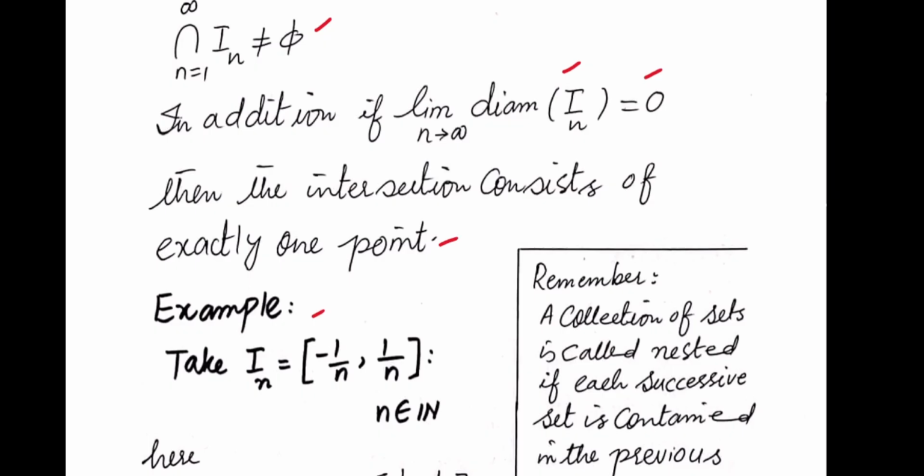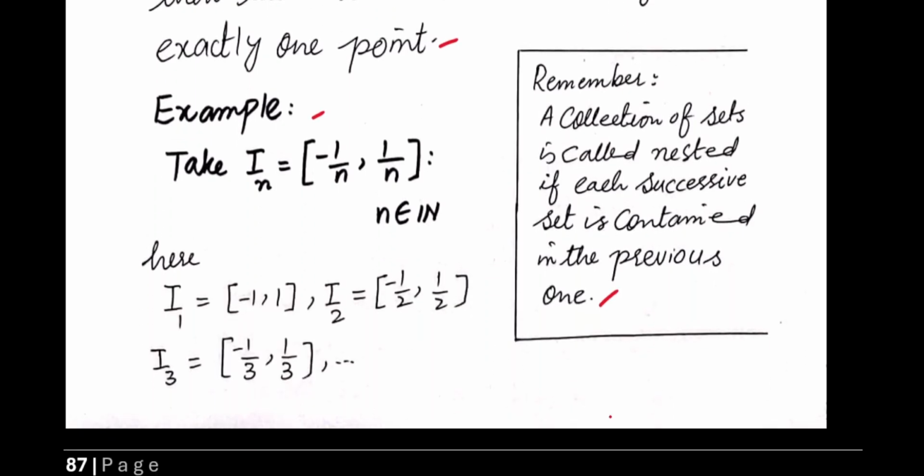First of all, I will take a sequence of nested closed intervals. Take In equal to the closed interval whose first point is minus 1 over n and the second one is 1 over n, and n is a positive integer. When you take n equal to 1, the first interval I1 is minus 1 to plus 1, the second interval I2 is minus 1 by 2 to 1 by 2, the third is minus 1 by 3 to 1 by 3, and this procedure continues.